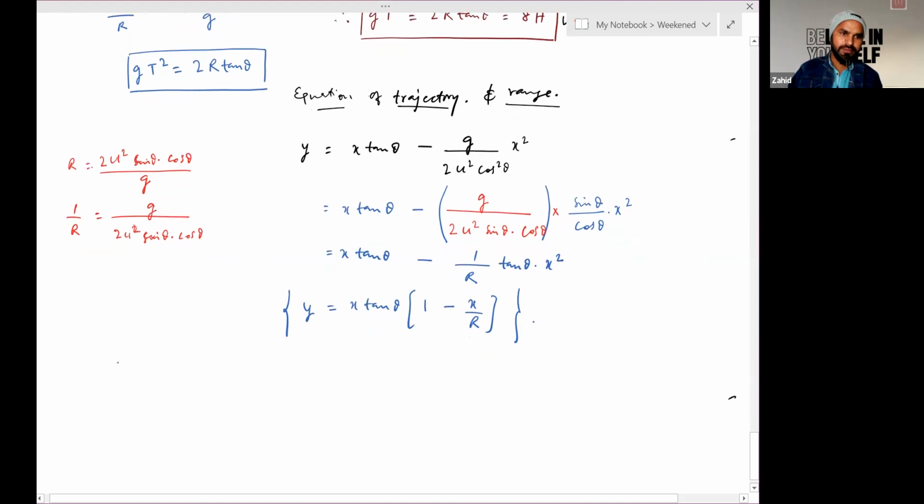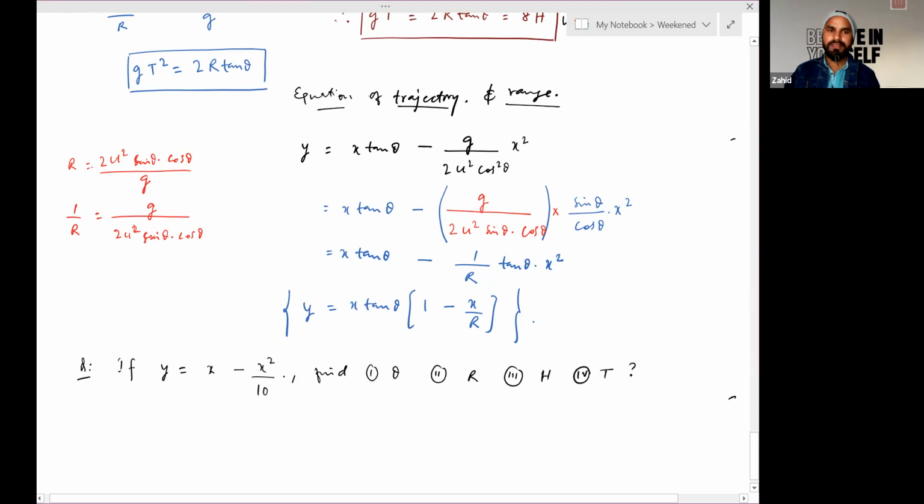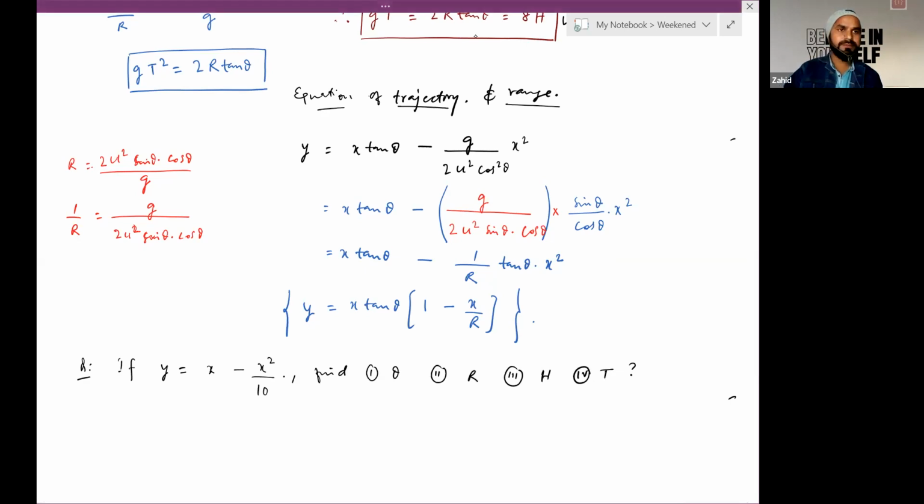If there would be a question like this, if y equals x minus x squared by 10, find first theta, second range, third height, fourth time of flight. So how to approach this problem?